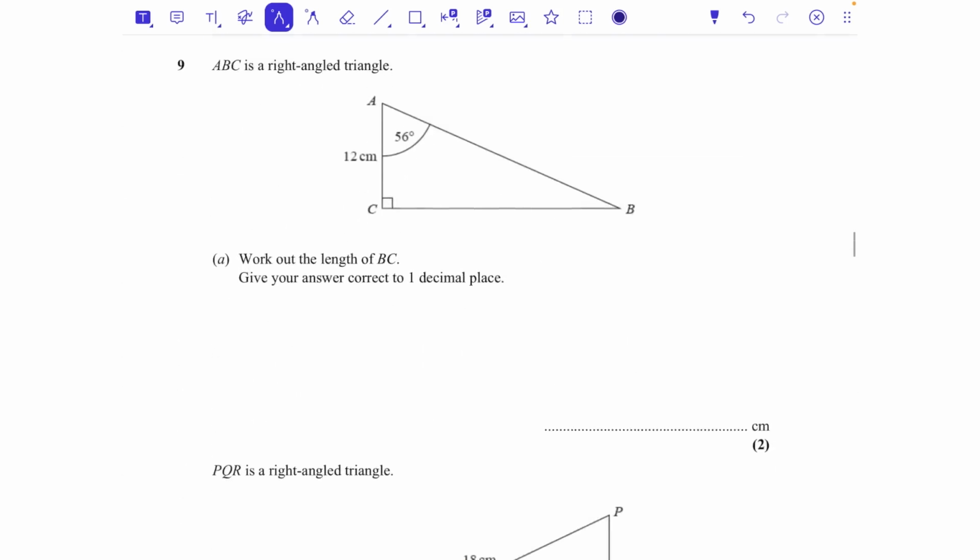Question number 9. ABC is a right-angled triangle. Work out the length of BC. So this is SOHCAHTOA. So let's do our SOHCAHTOA triangles.